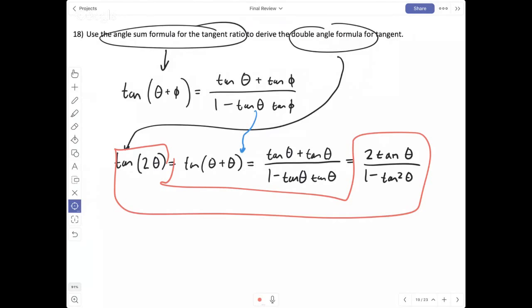I want you to notice that things like the double angle formula are not really an extra thing you need to memorize. They're just a rearrangement of the things you might have already memorized, that you might have already derived.